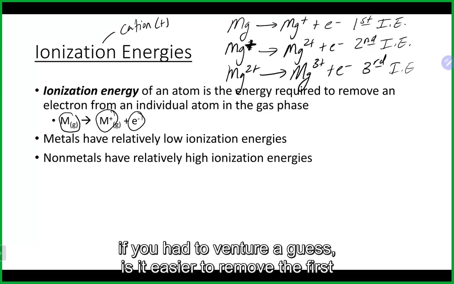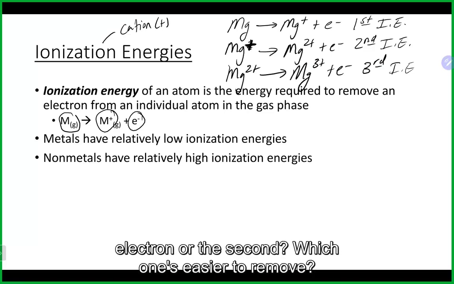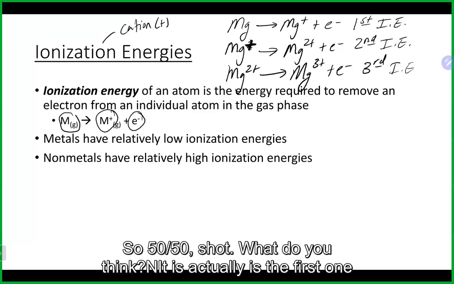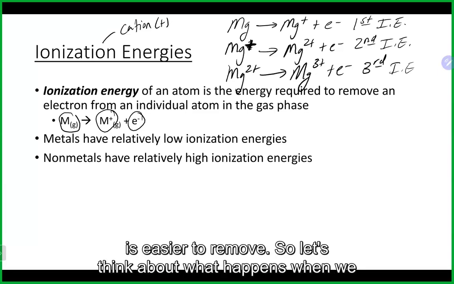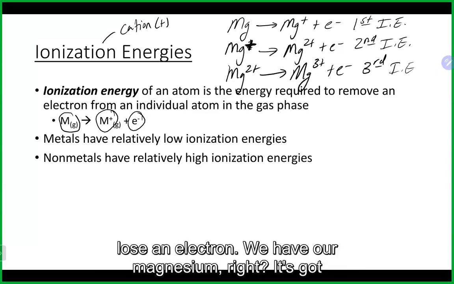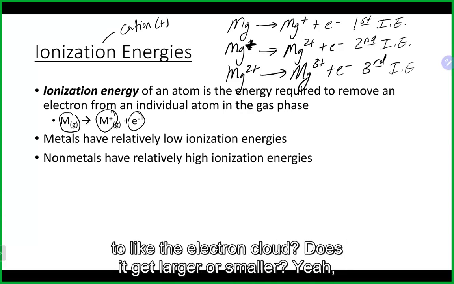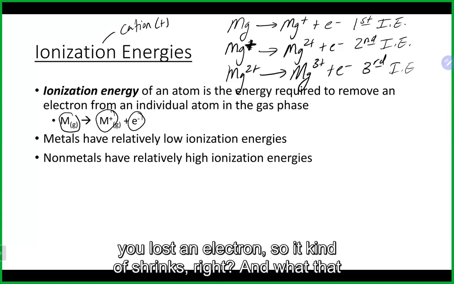If you had to venture a guess, is it easier to remove the first electron or the second? Which one is easier to remove? It's a 50-50 shot. What do you think? It is actually the first one is easier to remove. So let's think about what happens when we lose an electron. We have our magnesium, right? It's got electrons flying around. When it loses an electron, what happens to the electron cloud? Does it get larger or smaller? Yeah, you lost an electron, so it kind of shrinks, right?